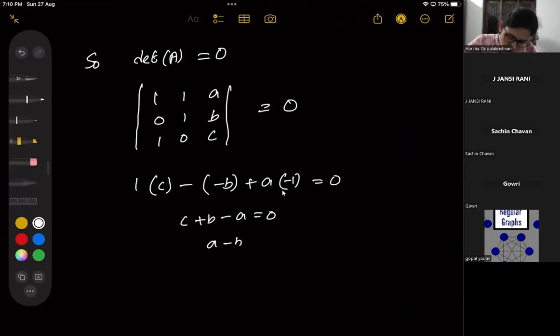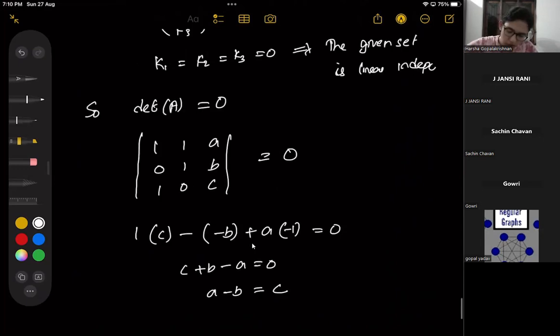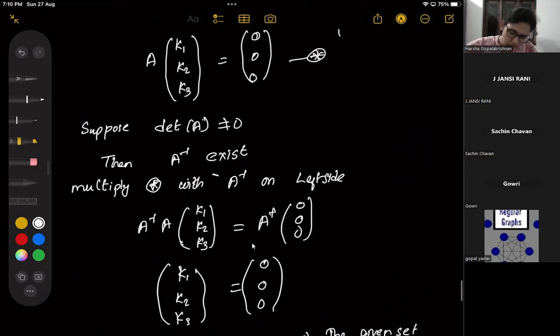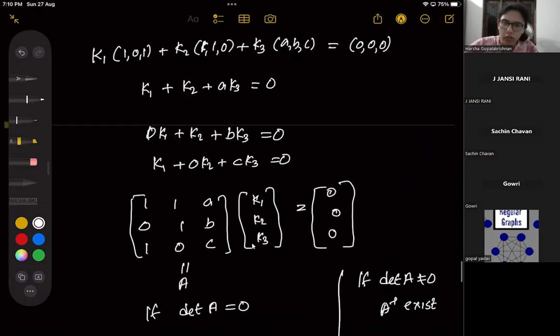Okay, A minus B. Okay, so this is the second condition given. I'm taking A and B to one side and C to other side. So what we will get is A minus B equal to C. So this is the condition in given. Here A minus B equal to C.